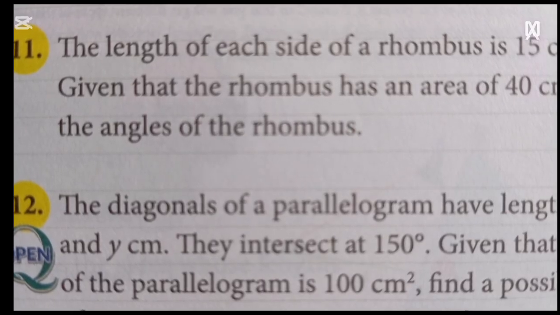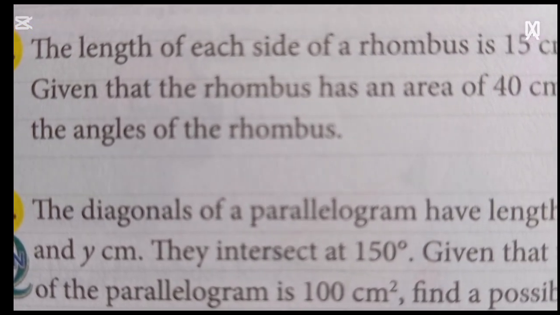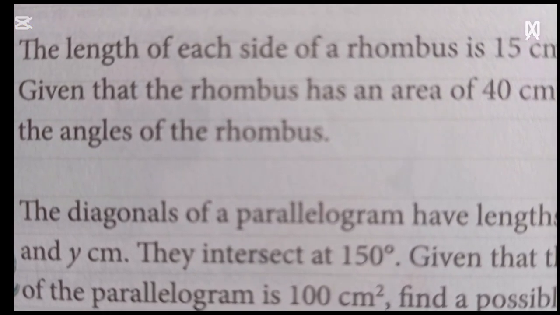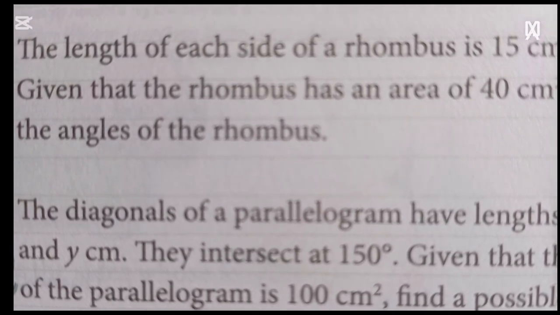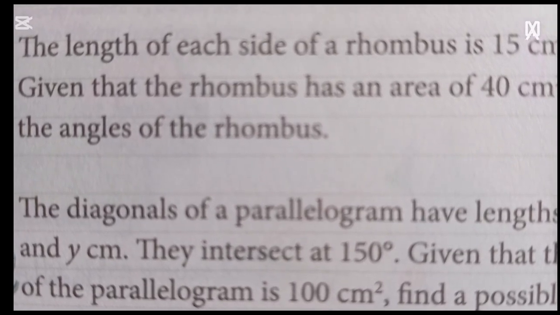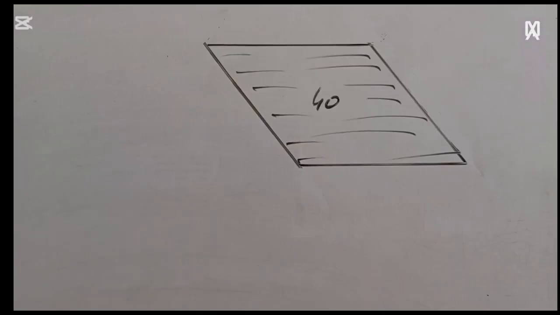Now the statement of question number 11. The length of each side of a rhombus is 15 centimeters. Given that the rhombus has an area of 40 centimeters square, find the angles of the rhombus. This is the rhombus whose area is 40 centimeters square.